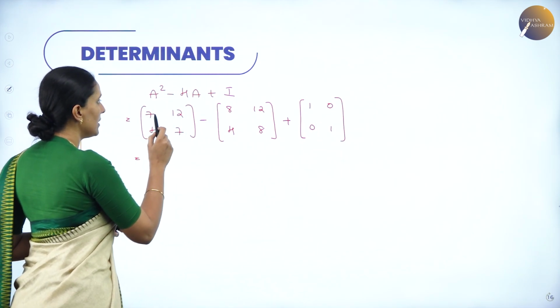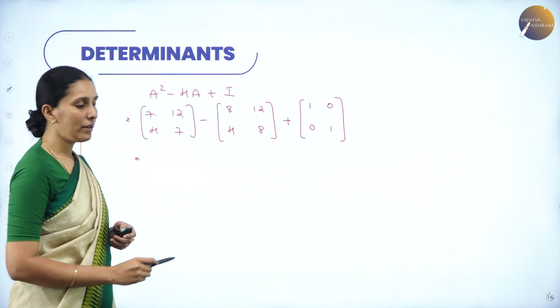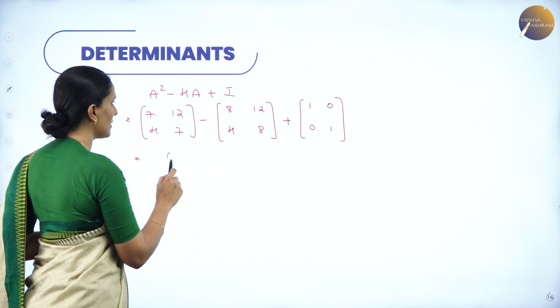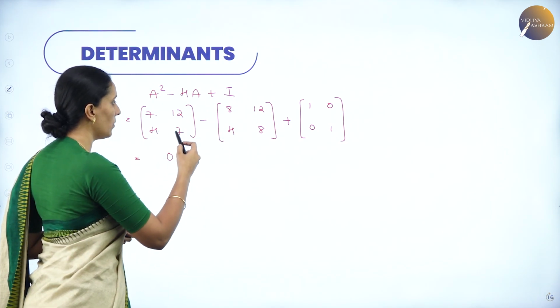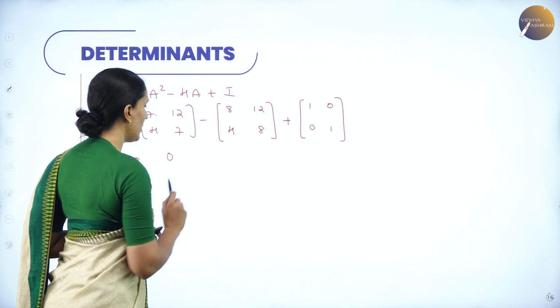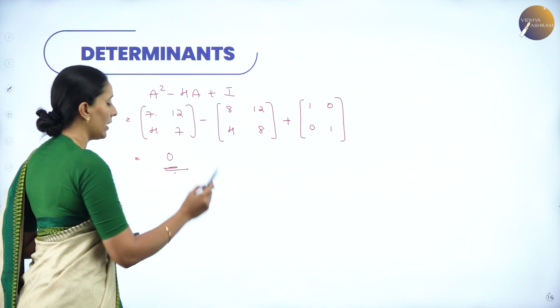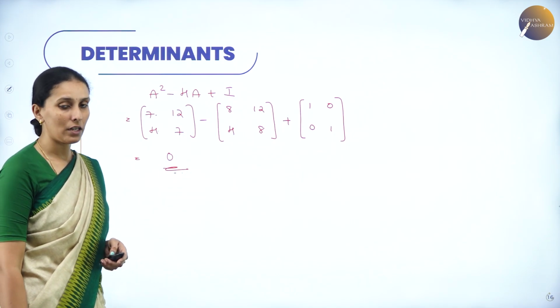Now let's see here. 7 minus 8 is minus 1. Minus 1 plus 1 is 0. 12 minus 12, 0. 4 minus 4, 0. 7 minus 8 plus 1 is 0. So therefore, it is satisfying the given equation.